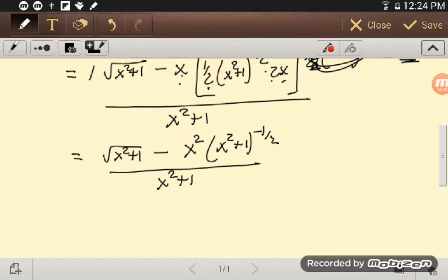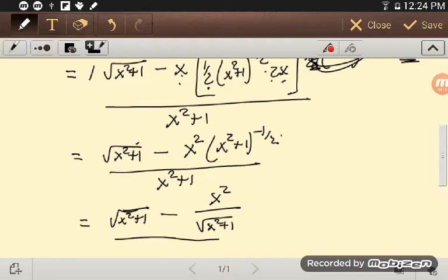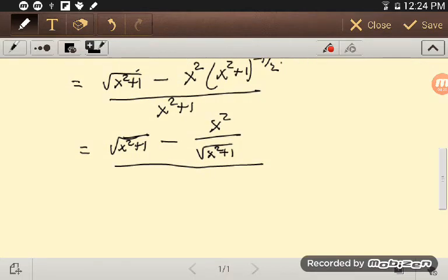Now, at this point, various things I could do. For one, I've got the square root symbol here, but the negative 1/2 symbol there. Maybe I should clean that up a little bit, and I can make this minus and then x squared over the square root of x squared plus 1. And then all divided by x squared plus 1.